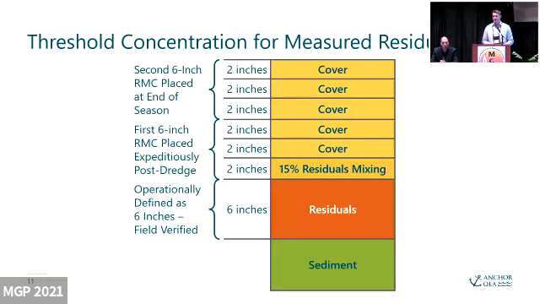And the intent there, again going back to the goals, is that we want to limit the recontamination potential between adjacent dredge management units within a given season. From the literature, we know that we should expect about 15% mixing between cover and residuals in the bottom 2 inches of cover. We've got, again, a 12-inch total thickness.